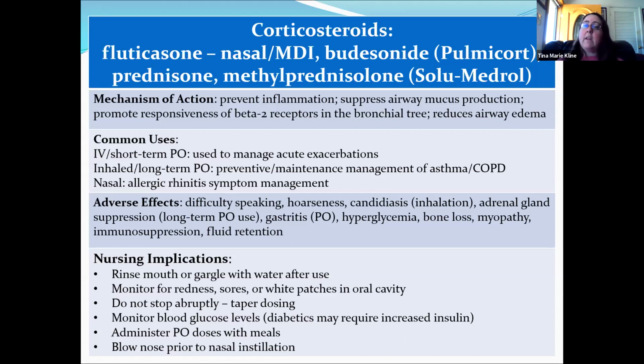Of course, when you're looking at the oral cavity, you want to be watching that oral assessment. Are they developing any sores? Are they developing thrush? That's a concern.